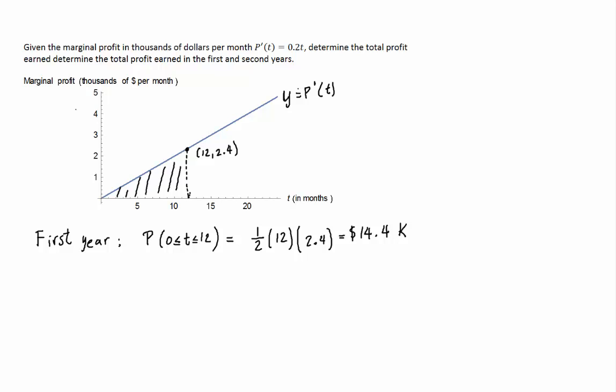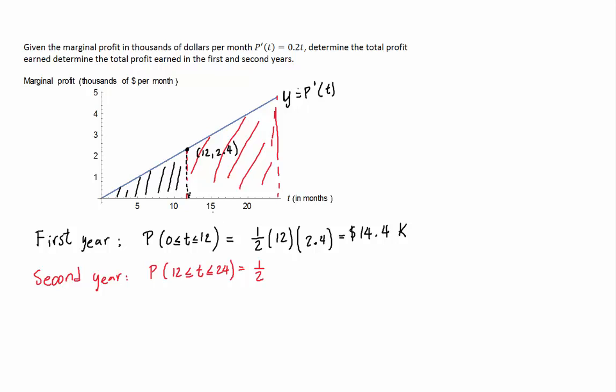Now, if you wanted the profit for the second year, what you would need to do is calculate the area from month 12 to month 24, which should be right here. You'd grab the area of this other region, which now is a trapezoid. So for the second year, we would have the profit in between 12 and 24. It would be a half of, now the base, since you're going from 12 to 24, is still 12.